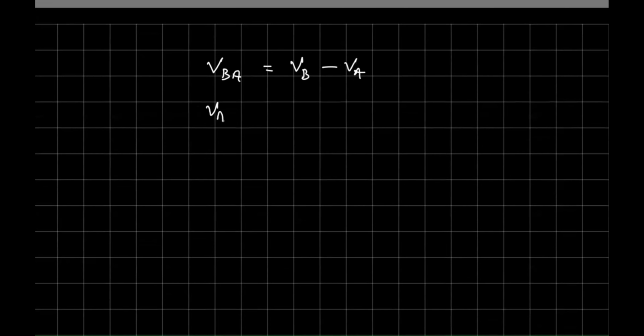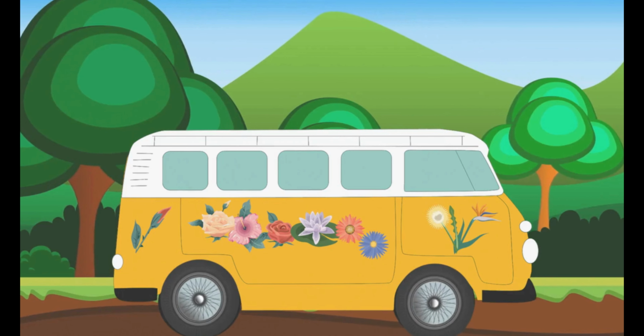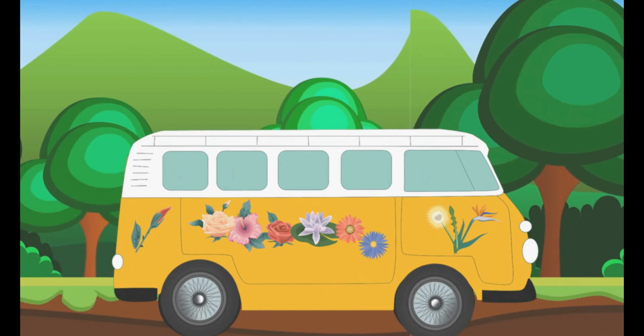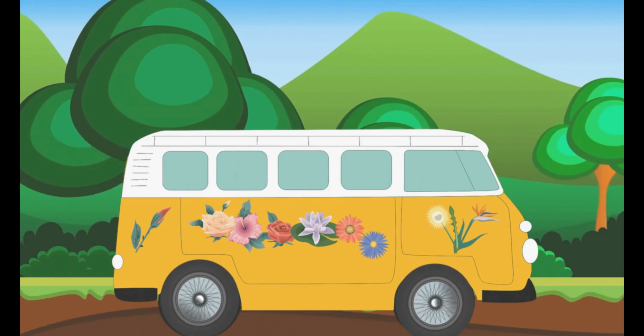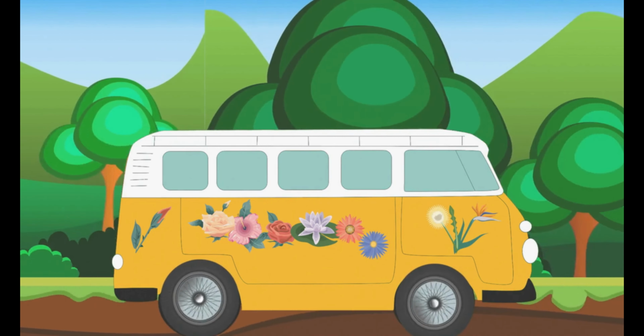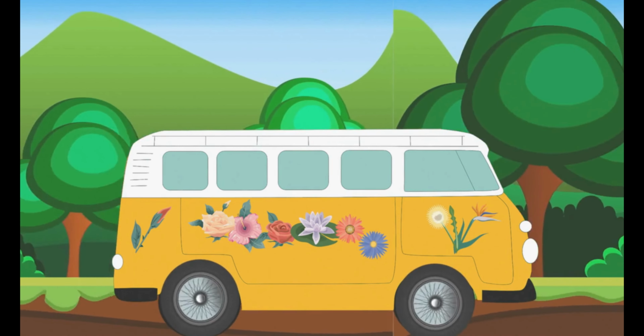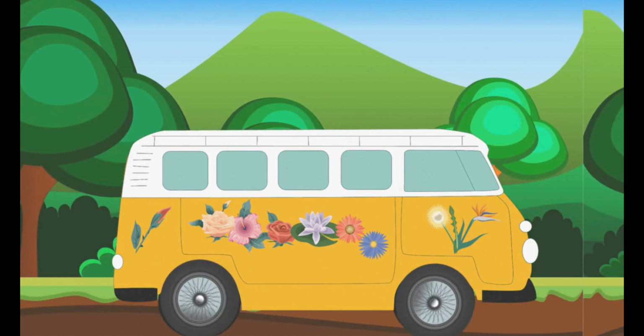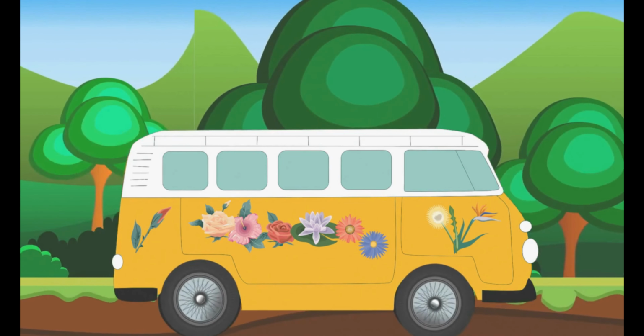And what is the velocity of A with respect to B? Velocity of A minus velocity of B. So I can say velocity of B with respect to A is nothing but minus of velocity of A with respect to B. Suppose your bus is going in this direction and there's a tree on this side. With respect to the tree you are moving forward, but with respect to you the tree is moving backward.